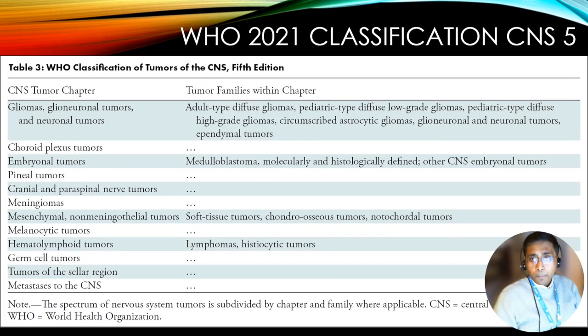Just showing you the broad WHO 2021 classification, we can see that there are multiple tumor types here. We have gliomas, glioneuronal tumors, choroid plexus tumors, embryonal tumors, cranial and spinal tumors, meningiomas, melanocytic tumors, and finally metastasis to the CNS. We don't really have a pediatric-specific classification here, and it is usually adult and pediatric combined. As you can see, there are multiple groups here. We will not be going through all of them, but only a few of the most important ones.